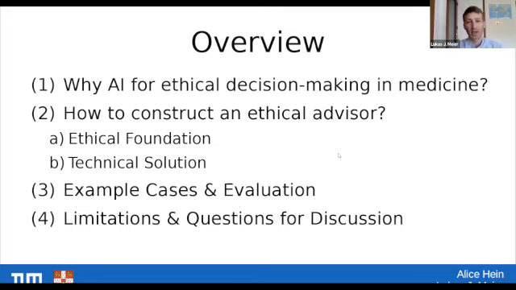So what are we going to do today? I'll briefly explain why such a tool could be helpful, and then Alice and I both will tell you how we did it. So the ethical underpinnings, the technical solution behind it. We'll show you some example cases, how the tool actually works, and then briefly talk about limitations and questions.